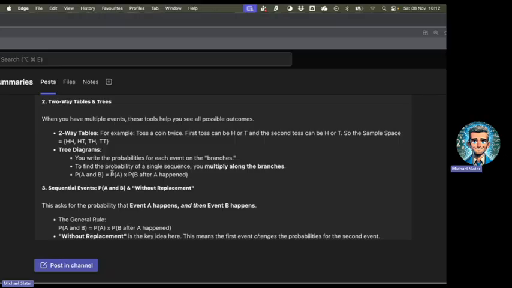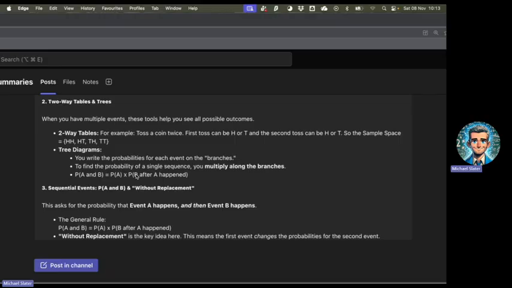And so the sample space that would go into the table would be heads, heads, heads, tails, because the first one is going to be heads and the second one is going to be heads, or the first one's going to be heads and the second one's going to be tails, or the first one is going to be tails and the second one is going to be heads, or the first one is going to be tails and the second one is going to be tails. Okay, so now we have 4 outcomes.